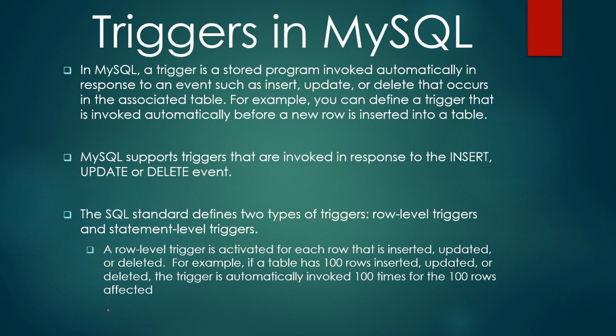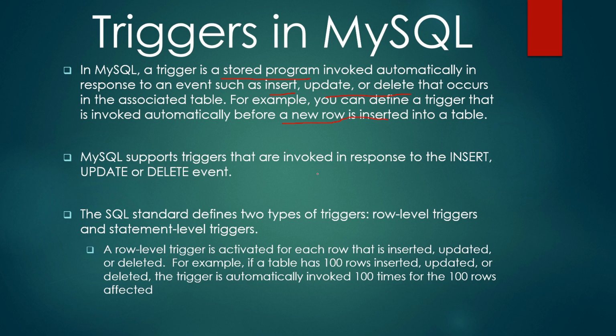In this video, we are going to learn about triggers in MySQL. Okay, so let's learn what this concept triggers is all about. In MySQL, a trigger is a stored program invoked automatically in response to an event such as insert, update, or delete that occurs in the associated table. For example, you can define a trigger that is invoked automatically before a new row is inserted into a table.